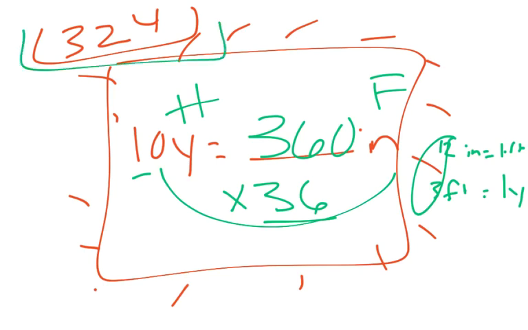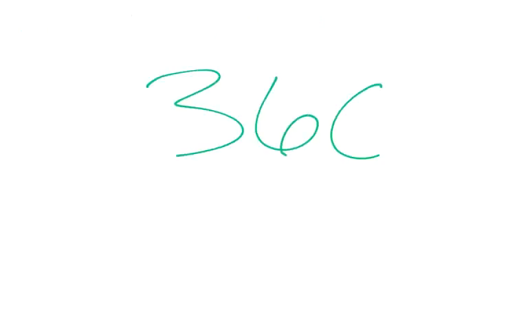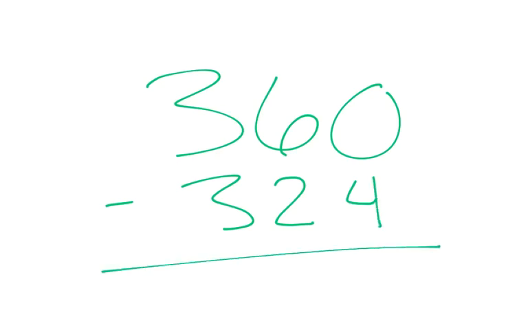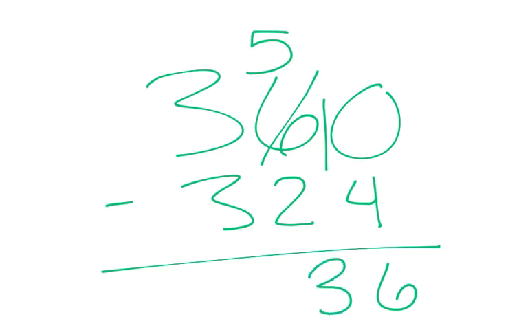She only needs 324. So I'm going to do 360 minus 324. So I can't do 0 minus 4, but I can borrow. This becomes a 5, and this becomes 10. 10 minus 4 is 6. 5 minus 2 is 3. I can't do 3 minus 3, so I put a 0. So she is going to have 30... Well, oops. She's got 36 inches left.